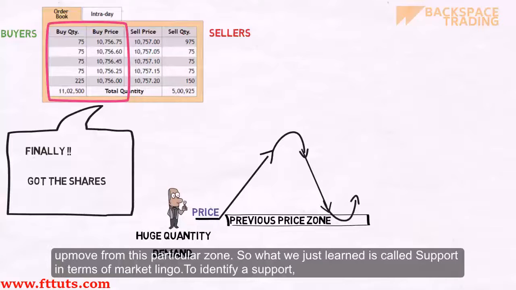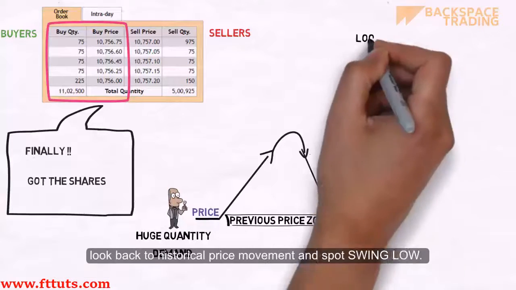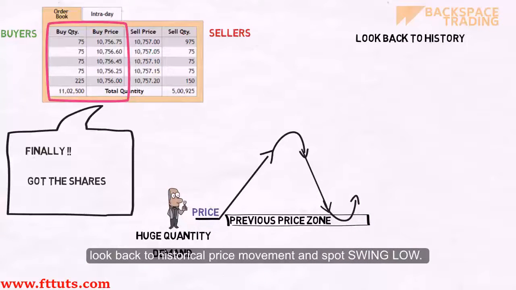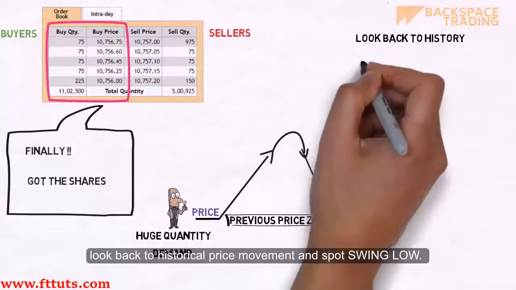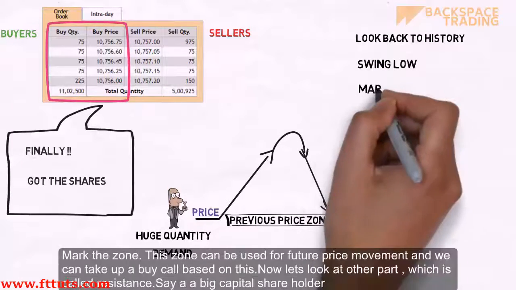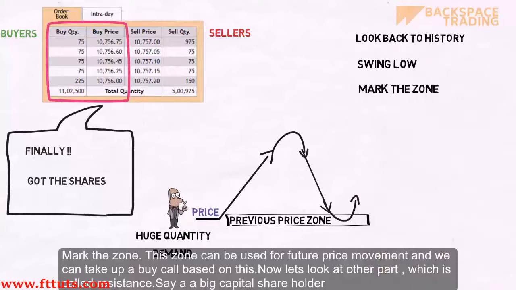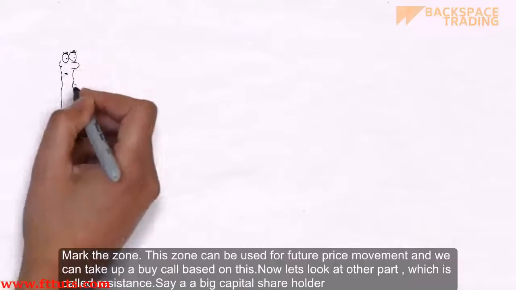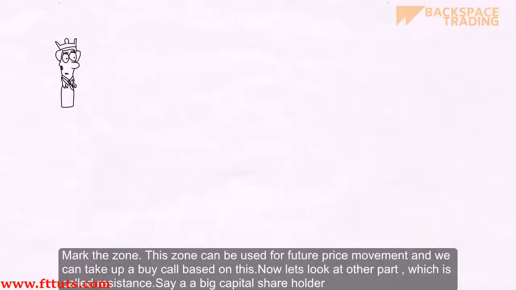To identify a support, on the chart you just look back into the historical price movement and spot the swing low. Then mark the zone. This zone can be used for future price movement and we can take up a buy call based on this. Okay, now let's look at the other part, which is called resistance.